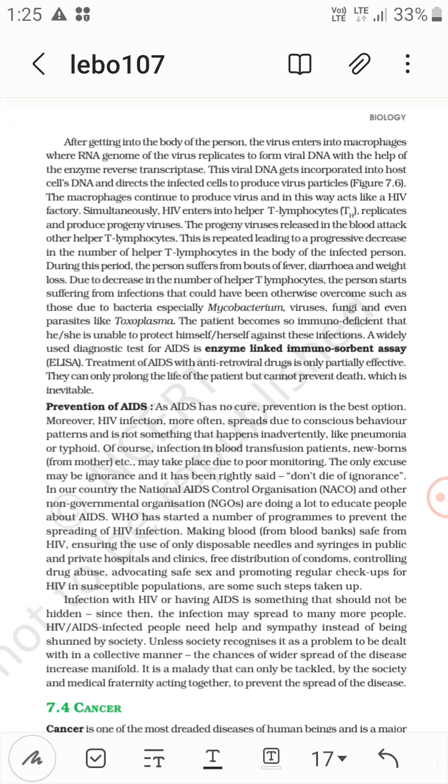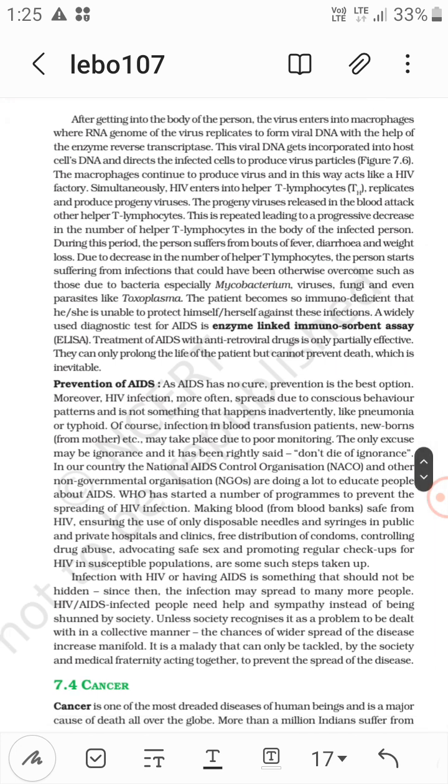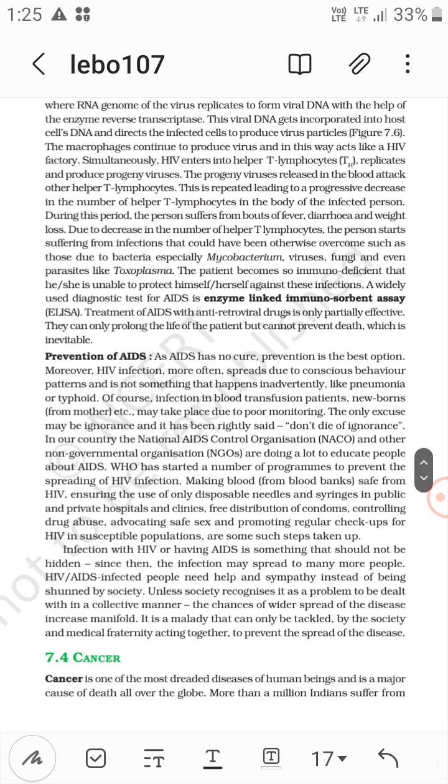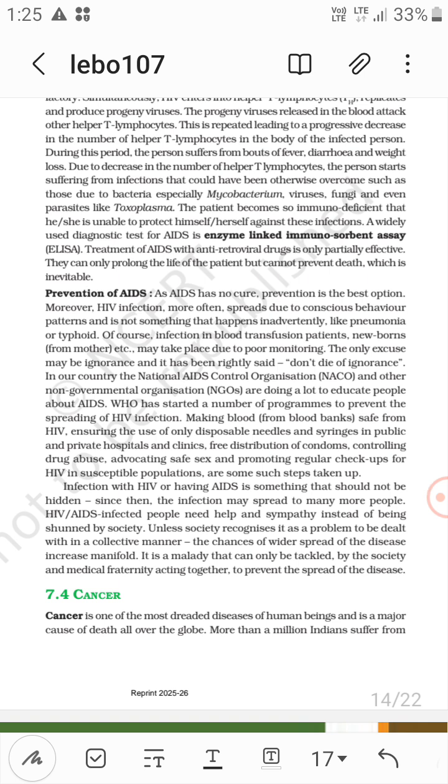A widely used diagnostic test for AIDS is the enzyme linked immunosorbent assay, that is ELISA. The treatment of AIDS with antiretroviral drugs is only partially effective. They can only prolong the life of the patient, but death is inevitable. Now, the prevention of AIDS: as AIDS has no cure, prevention is the best option.